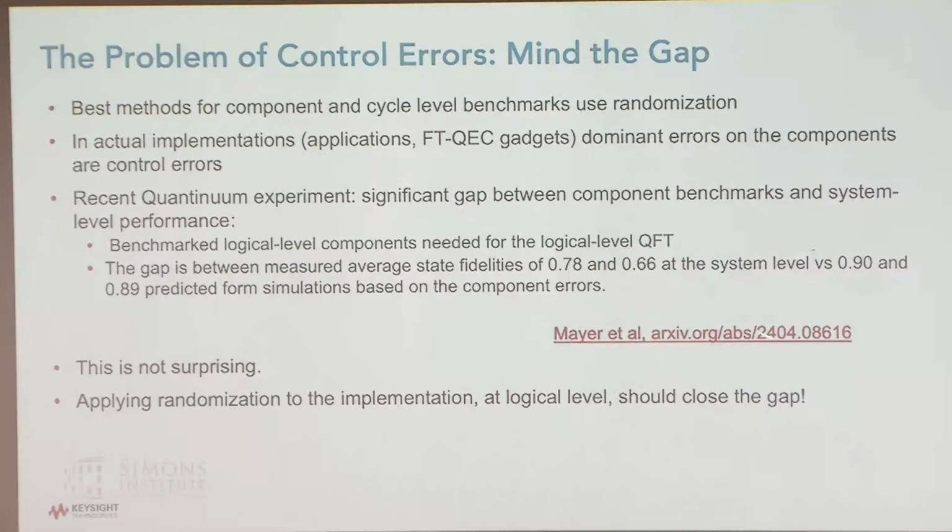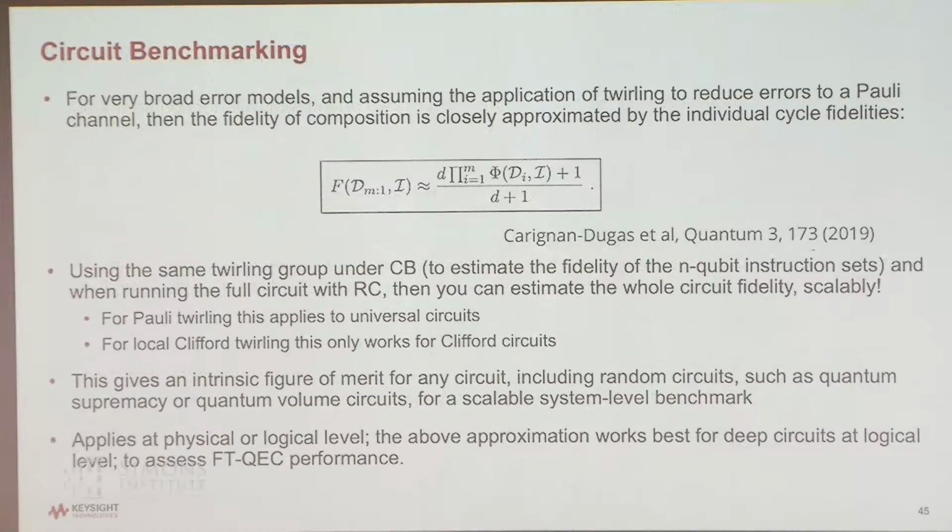And they talk about different ideas about why that is in the paper, and maybe those are true, but for me, this is not surprising because they didn't apply randomization to the implementation. So their benchmarking methods suppressed coherent errors, and their implementation was exposed to coherent errors. And so this is my best guess, that they didn't apply randomization at the logical level to close the gap between the system level performance and the benchmarked components. So let me explain this idea, which I'm hoping to convince some experimental groups to implement.